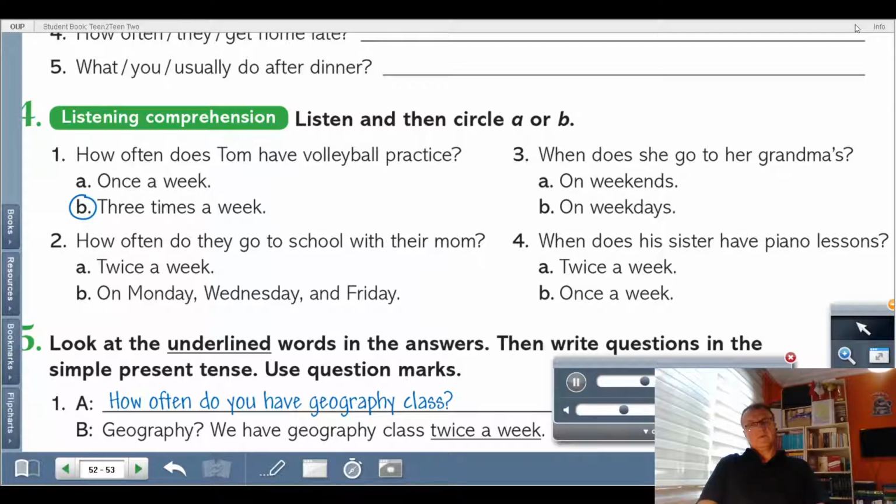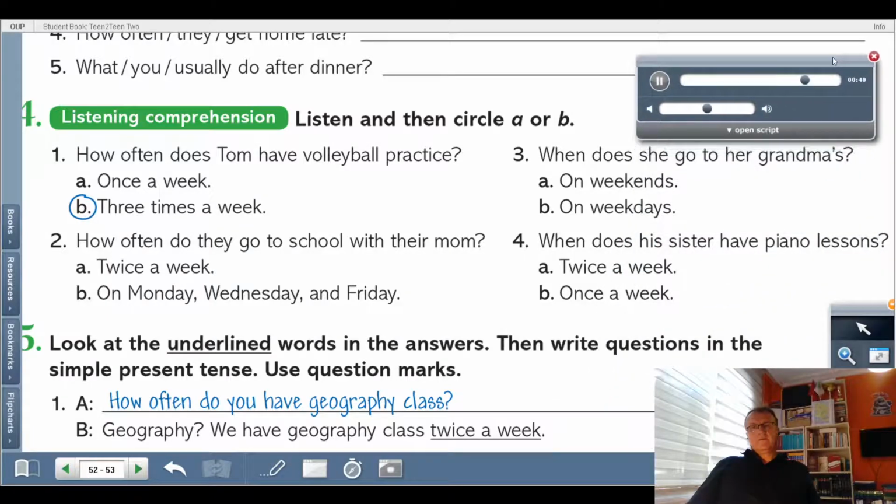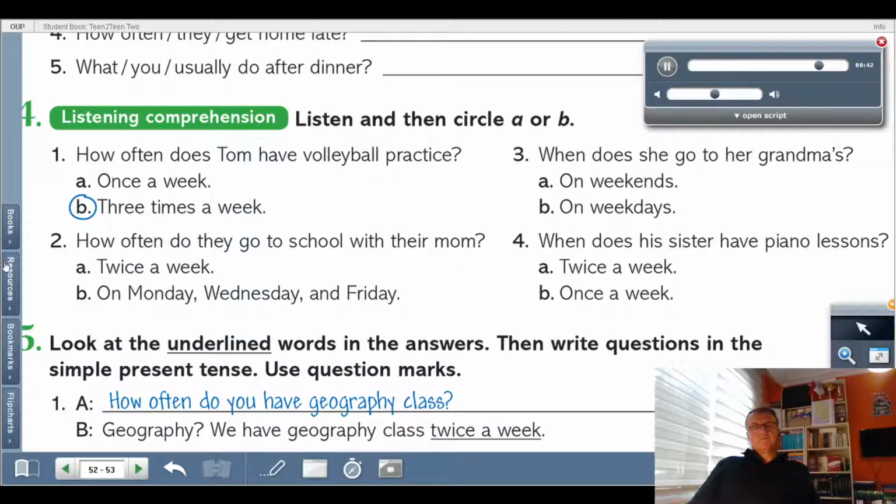1, I have volleyball practice on Mondays, Wednesdays, and Fridays. 2, We go to school in my mom's car on Tuesday and Thursday. On the other days, our dad drives. 3, I go by car to my grandma's every Saturday and Sunday. 4, My sister's piano lessons are on Wednesday afternoons after school.